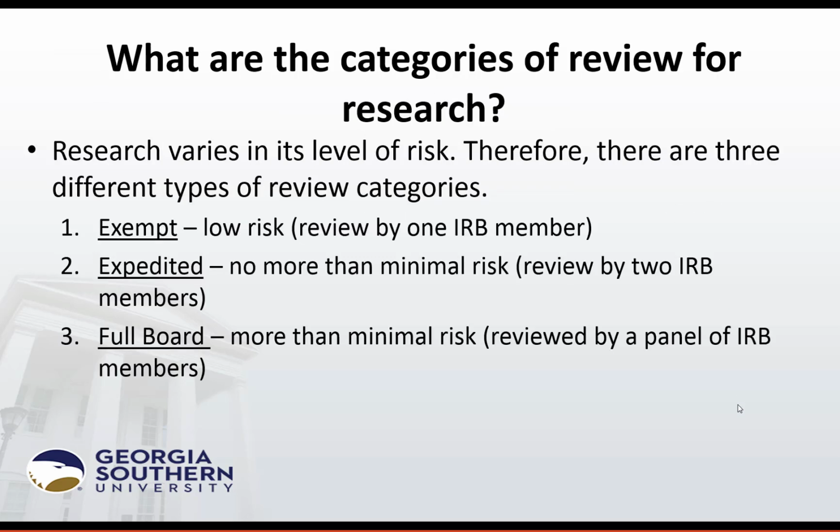All research varies in its level of risk. Therefore, the IRB defines three different categories of review for projects that contain different levels of risk. These three categories are exempt, expedited, and full board. The exempt category is the review process for low-risk projects. They are typically reviewed by one IRB member.